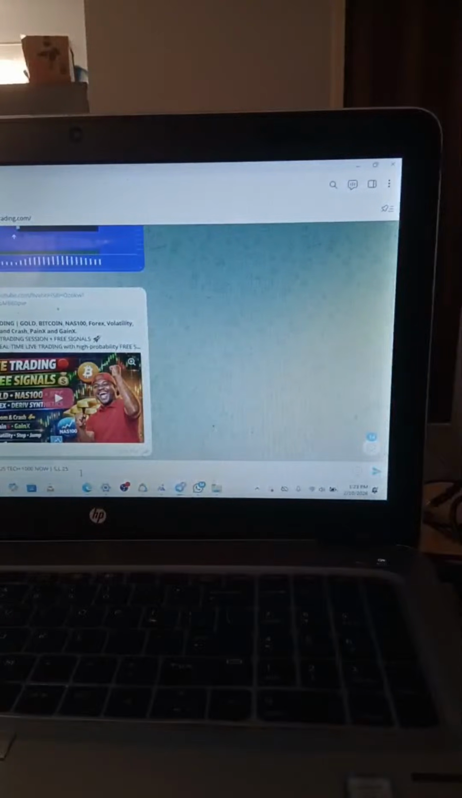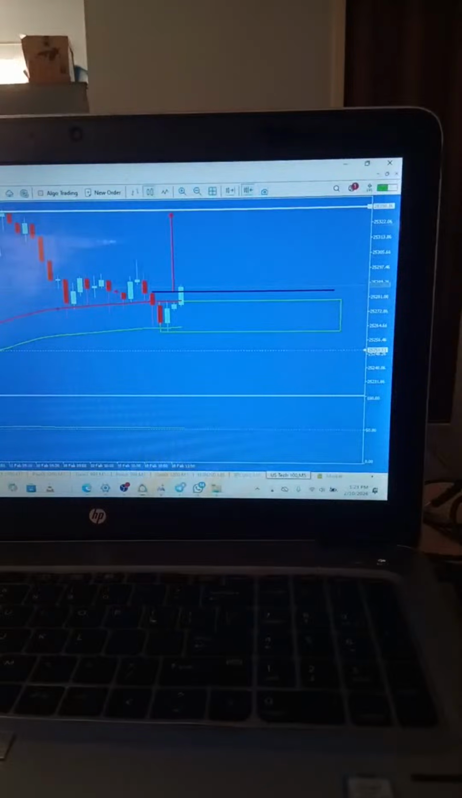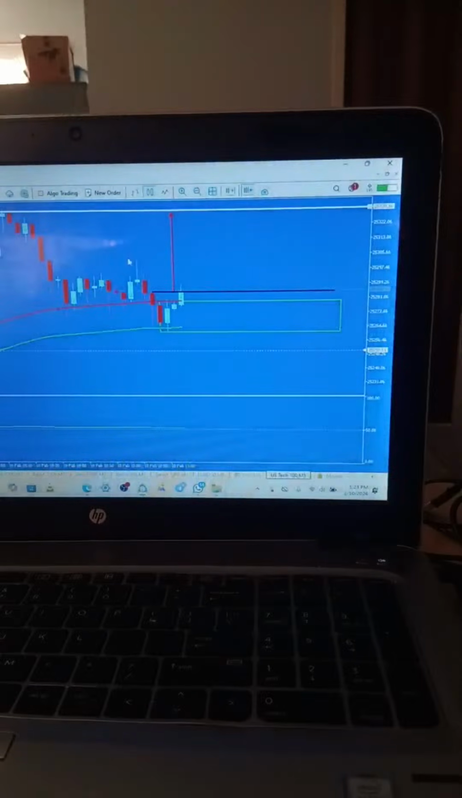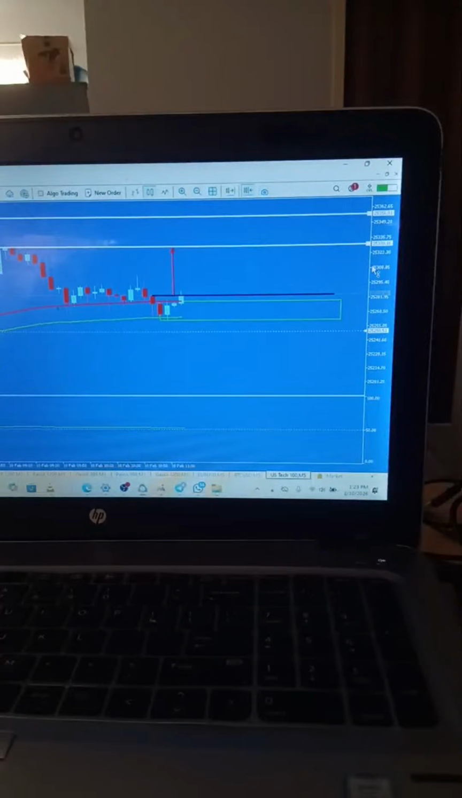Guys, let's buy. TP1. Let's buy US Tech 100, NAS100. Our first TP will be 25,330. Then TP2 is 25,356.